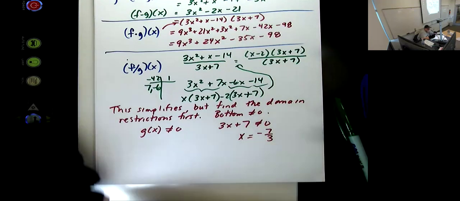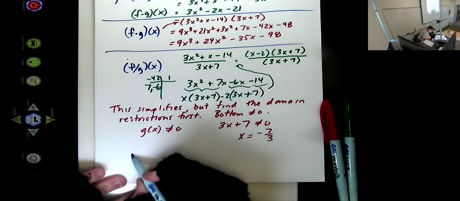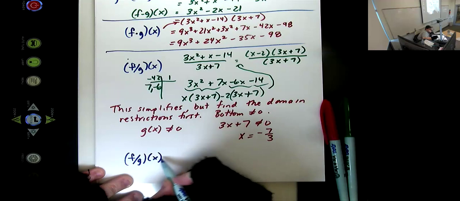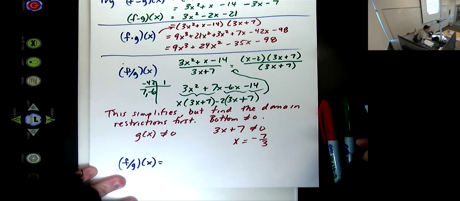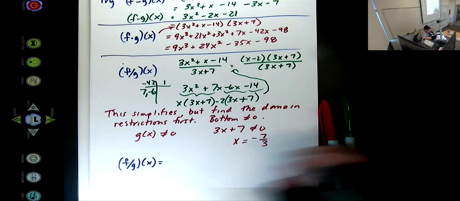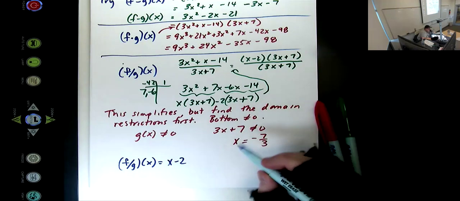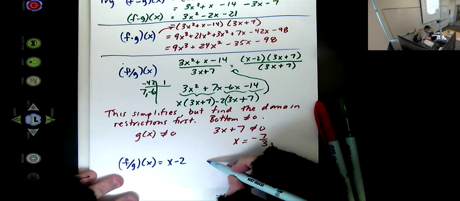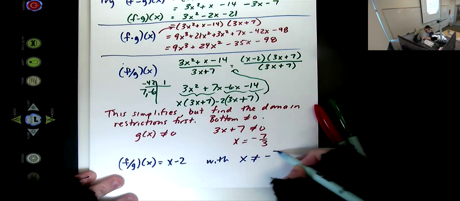So f divided by g of x simplifies to what? Not to 1. What's left over after I cancel like terms? Just x minus 2, right? Oh, yeah, I meant the denominator equals 1. Yeah, the denominator will be 1, definitely. And we're going to say with x cannot equal negative 7/3.